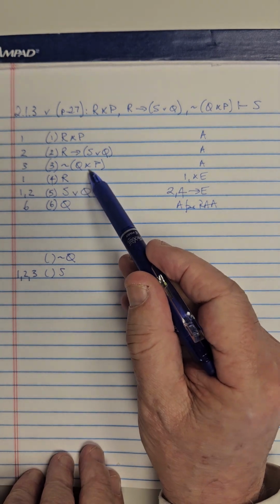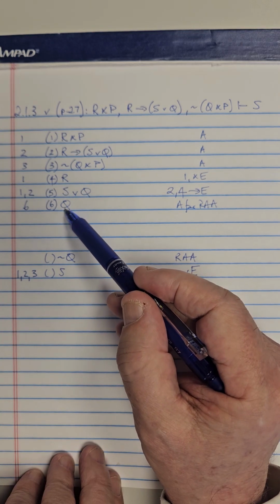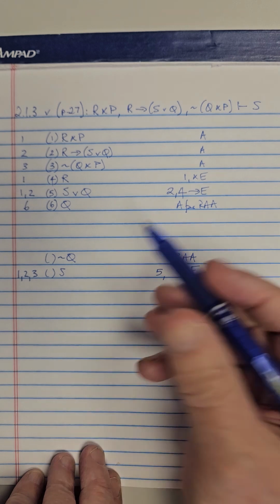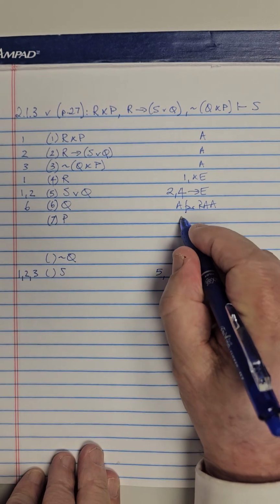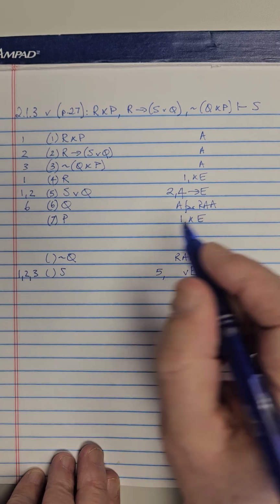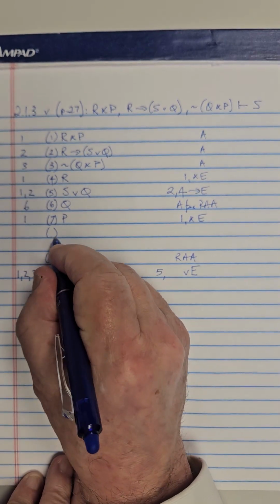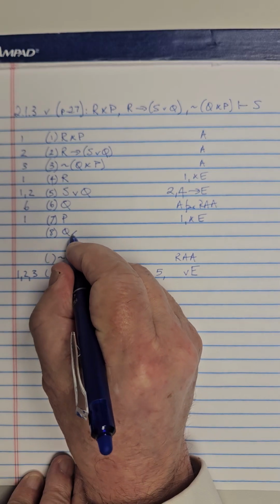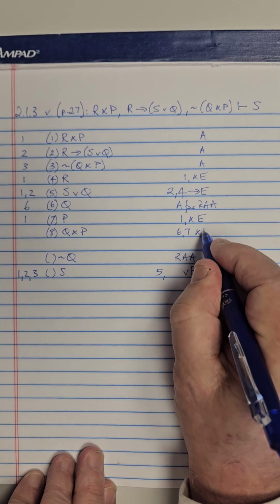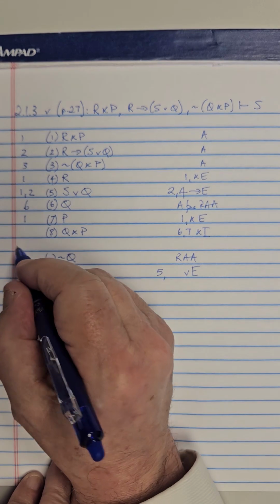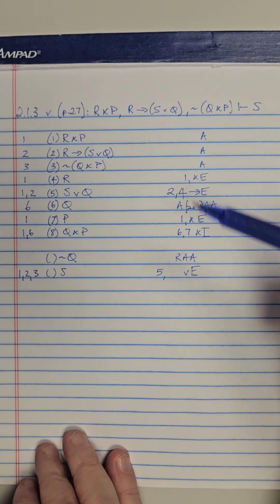And both Q and P is a conjunction. We have its left conjunct here on 6. We can get its right conjunct from 1. So that's 1 ampersand elimination. And now we put the two together. Q and P. 6, 7 ampersand introduction. And now we do have our two sentences.